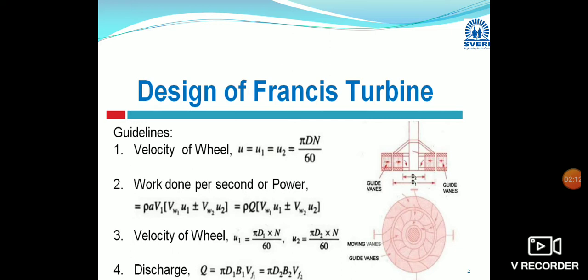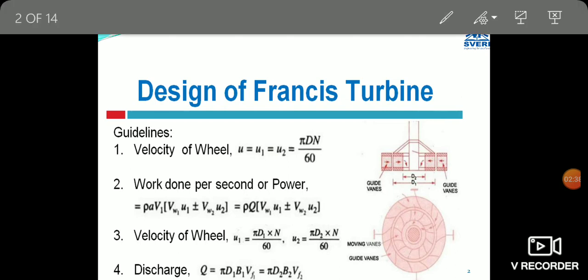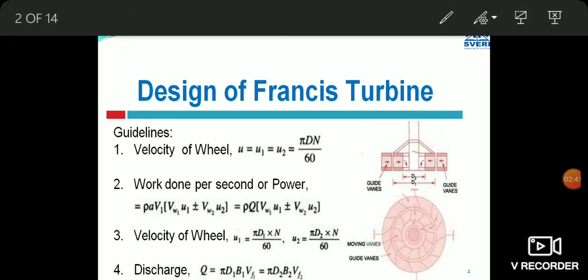Therefore, the tangential velocity depends on the diameter of the runner. So the tangential velocity is not uniform, as in the case of the Pelton turbine and the Kaplan turbine. In this Francis turbine, the tangential velocity at inlet is different from the tangential velocity at outlet. That we have to remember. The velocity of the wheel u is not equal to u1 here. The velocity at inlet is u1, equal to pi d1 n divided by 60, and the velocity at outlet u2 is equal to pi d2 n divided by 60.